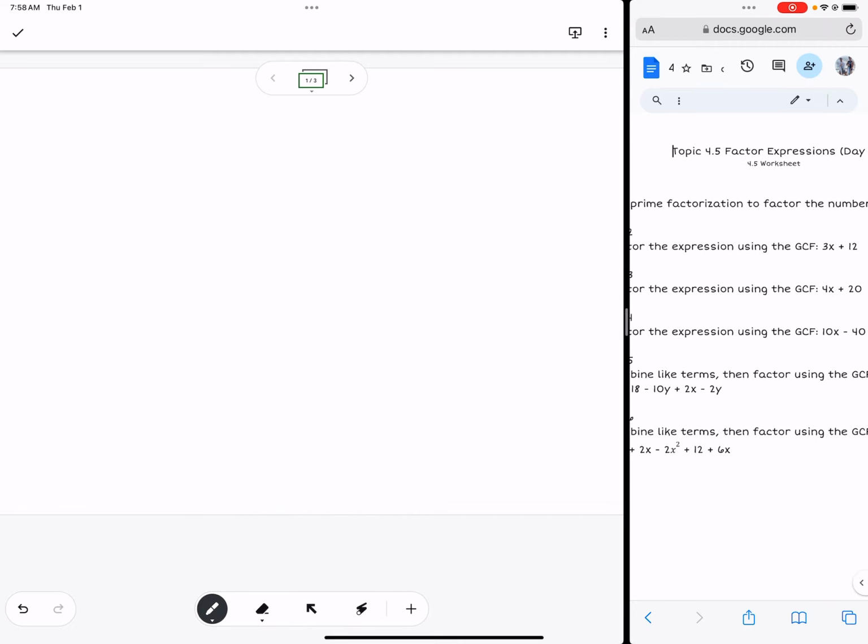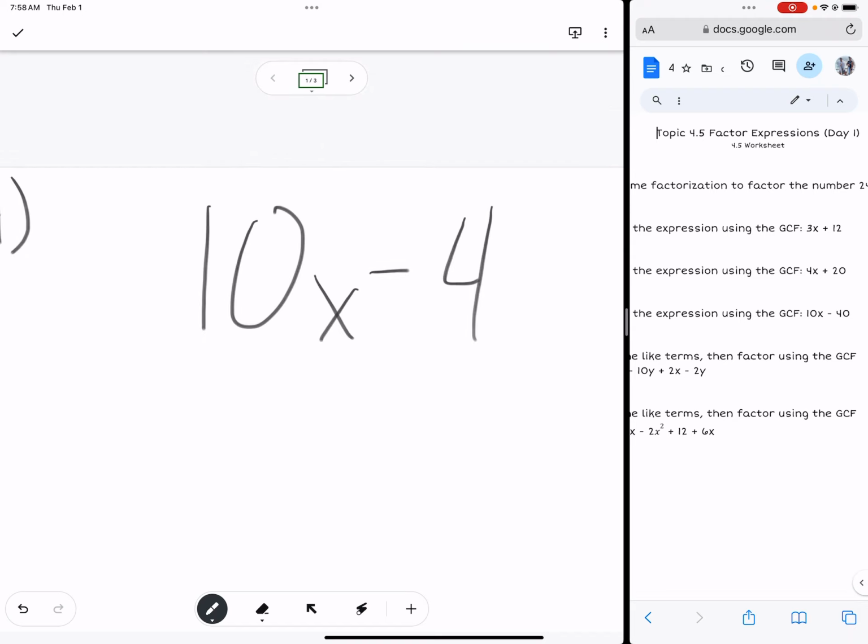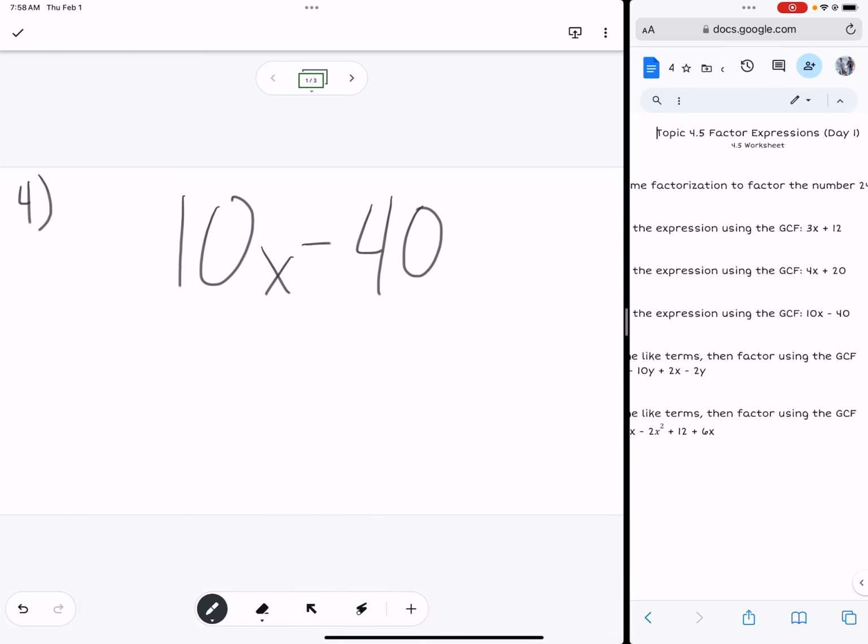All right, so example 4, I want you to try it on your own. The deal with example 4 is that you could divide it by 2 and 5, and you've got to figure out which one to do it by. So it's 10x minus 40. All right, so you could do it by 2, you could do it by 5, and you could also do it by 10.